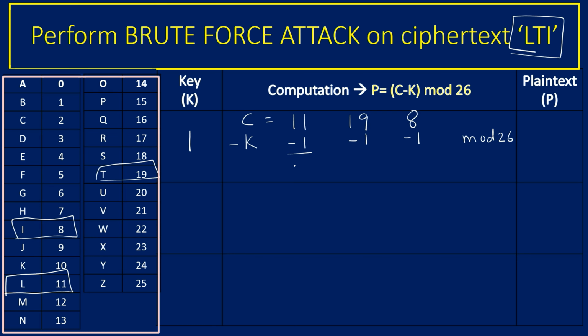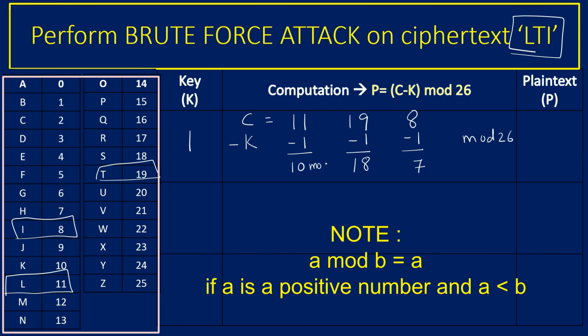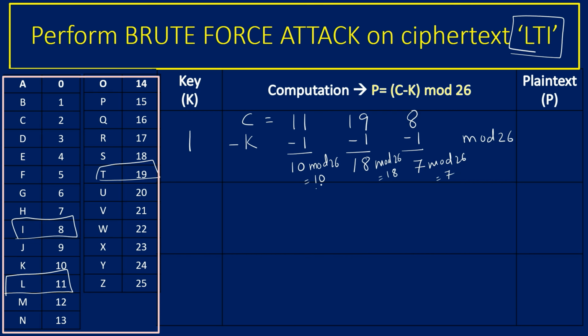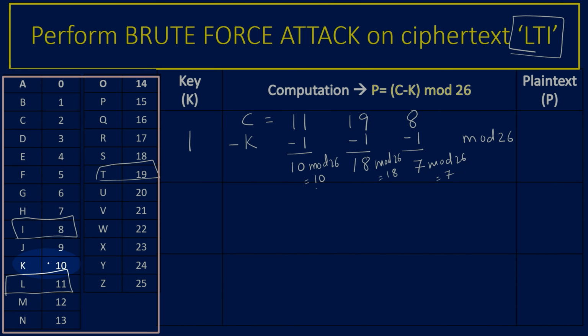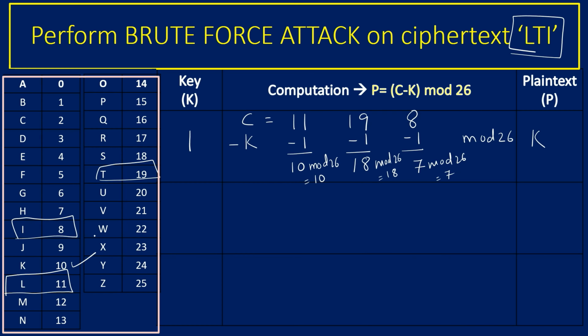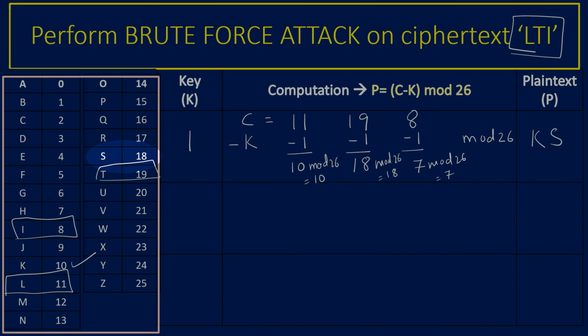So you get 11 minus 1 is 10 mod 26, 19 minus 1 is 18 mod 26, and 8 minus 1 is 7 mod 26. Now 10 mod 26 is 10, 18 mod 26 is 18 and 7 mod 26 is 7. The attacker now maps these numbers to the corresponding letters using the mapping table. Number 10 corresponds to K, number 18 corresponds to S and number 7 corresponds to H.